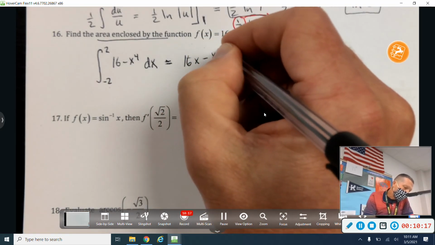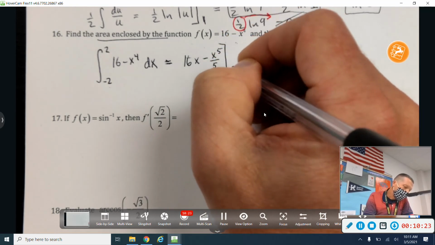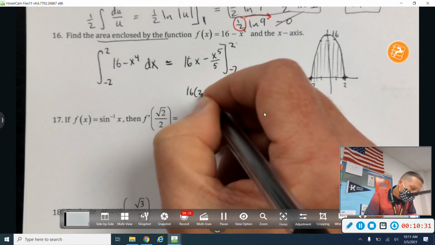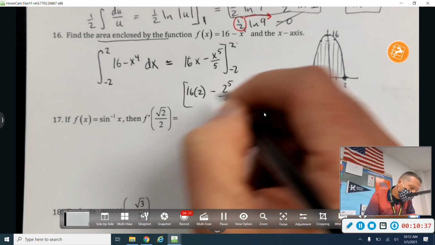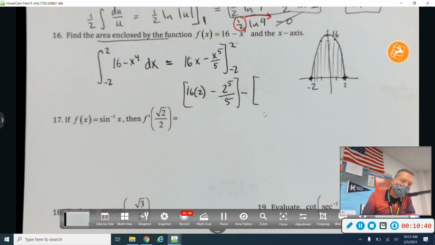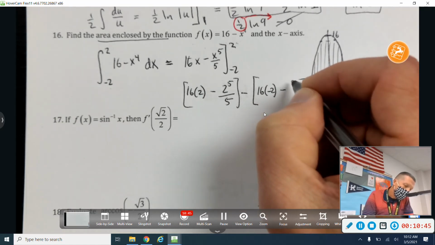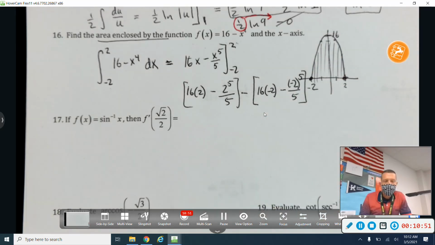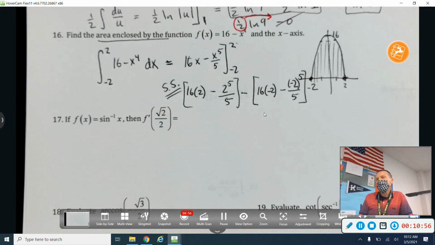16x minus x to the 5th over 5. Yes, negative 2 to 2. I sense a safe stop in our near future. 16 times 2 minus, speaking of safe stops, 2 to the 5th over 5, minus 16 times negative 2, minus negative 2 to the 5th over 5. Safe stop. Thank you very much. I'll be done here.